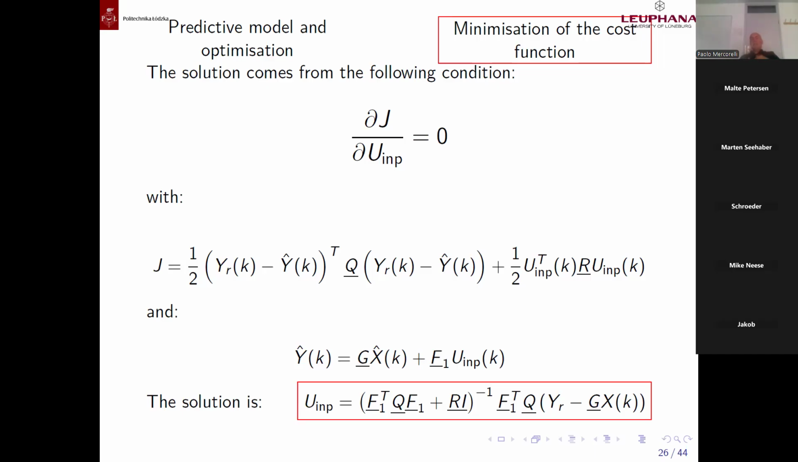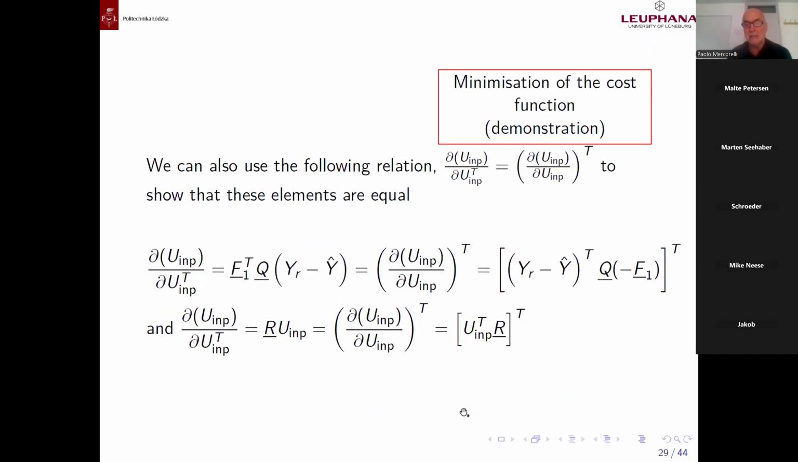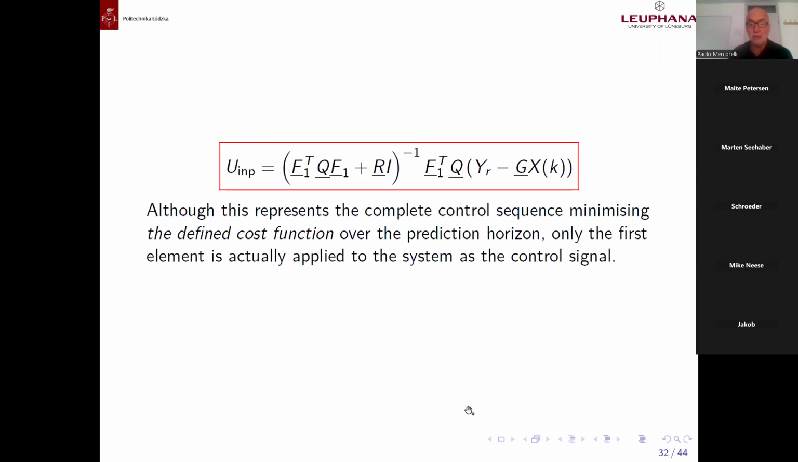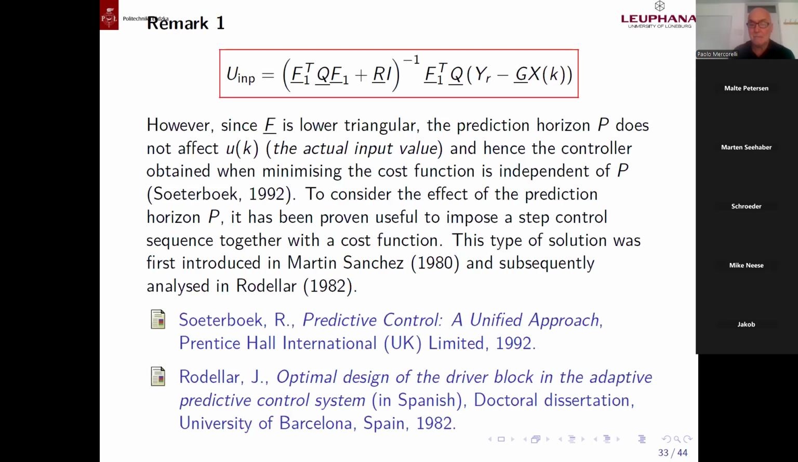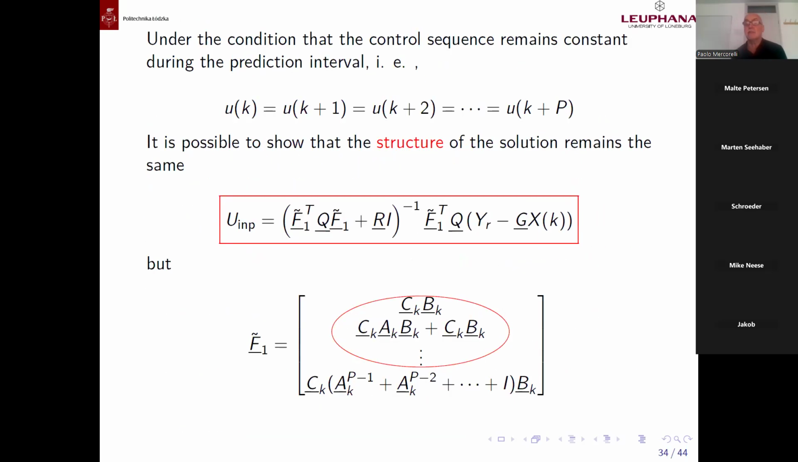Let me now go ahead with what I would like to say today. The demonstration, we don't need to learn this. Nevertheless, look at this possible variation, even though inside the frame which I introduced until now. If I assume that UK equals UK plus 1, UK plus 2, until UK plus P, all inputs the same.